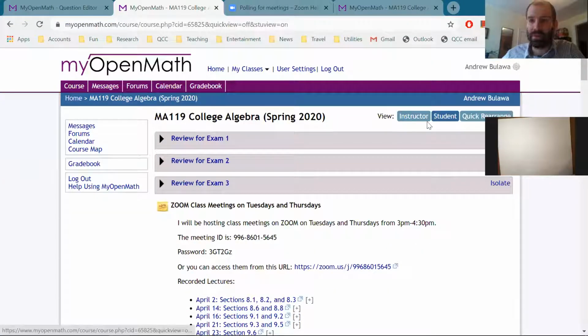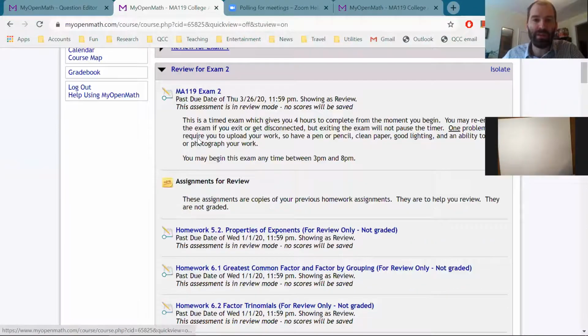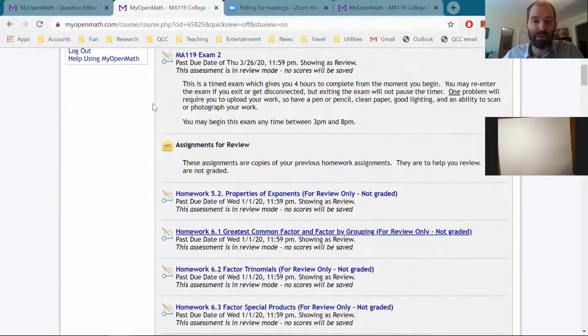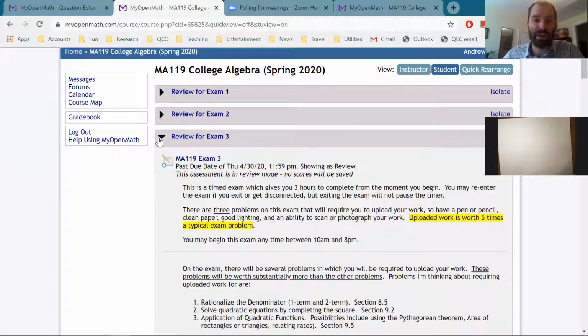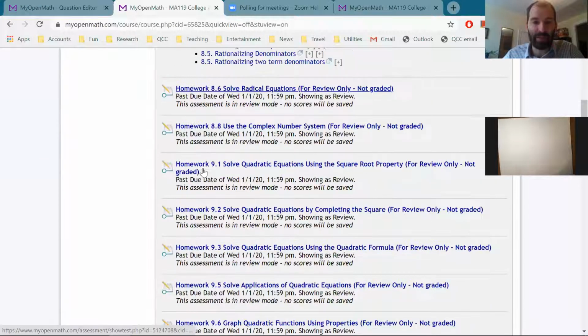Okay, so you should see this when you go to MyOpenMath. And you can see a review for exam 1. I posted those homeworks there, so you can review those assignments. Review for exam 2. You'll even see exam 2 there, and if you click it, you can see the solutions to the exam problems, and then the homework problems that were used for that exam. And then review for exam 3. That exam is there as well with the solutions and homework for that exam.